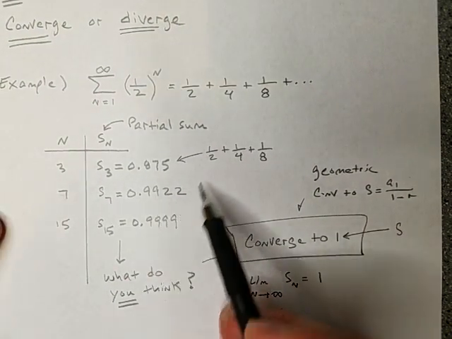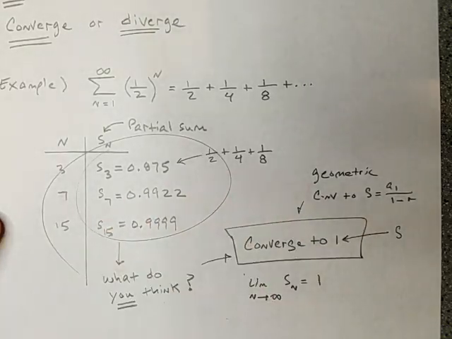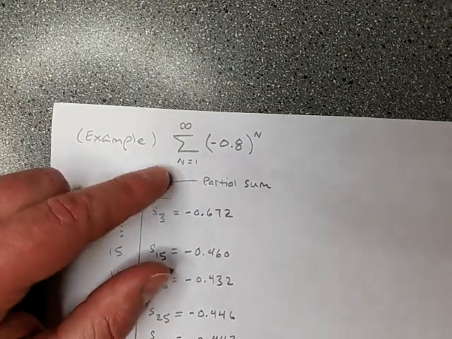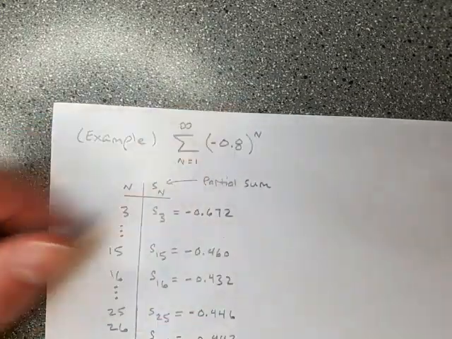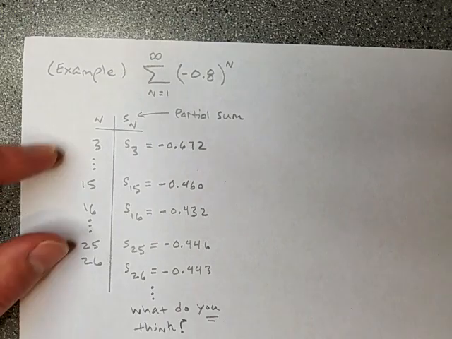All right, now do you have a feel for the numbers? That's what I wanted you to get out of this. Let's look at 2 more. What about this one, okay? Series from 1 to infinity, negative 0.8 to the n power. Well, let's look at the partial sums.